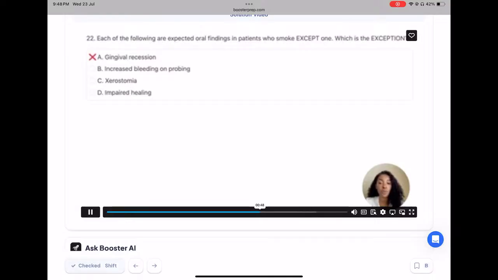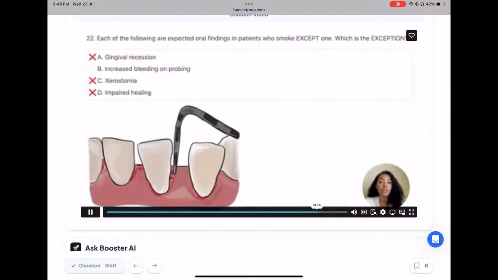Option B reads xerostomia. It is believed that nicotine reduces salivary flow, so that would lead to xerostomia, making this incorrect. Option D reads impaired healing. Smoking distorts the immune system, which leads to a delay in healing, making this incorrect, leaving us with option C, increased bleeding on probe. Again, like we said before, there is a decrease in bleeding and gingival inflammation in smokers, so this would be the correct answer.